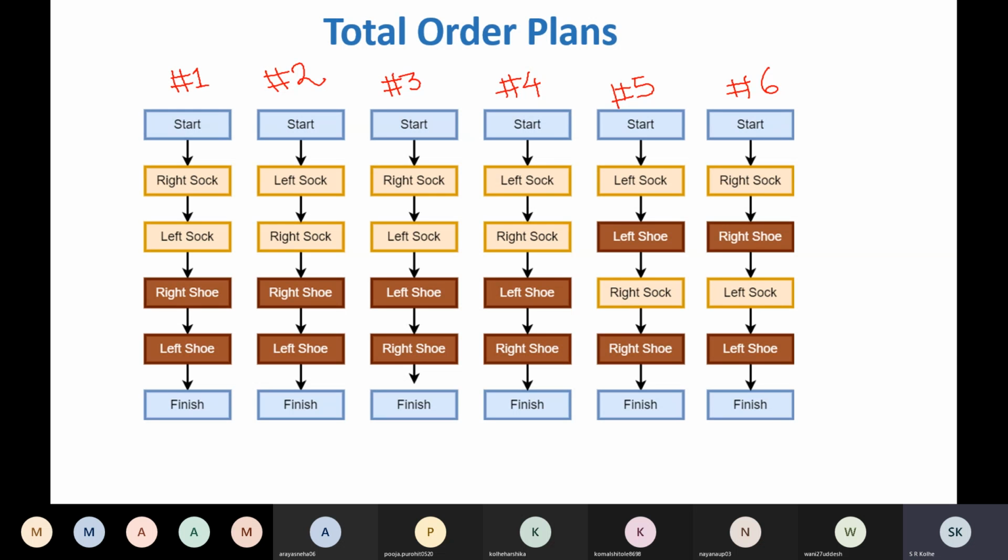Now this arrangement is totally ordered. You have to follow this specific sequence in this order only. So the arrow is showing the order from start to finish. So these are called totally ordered plans.